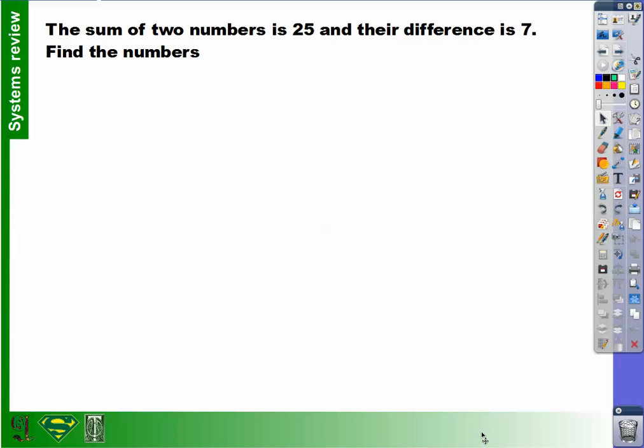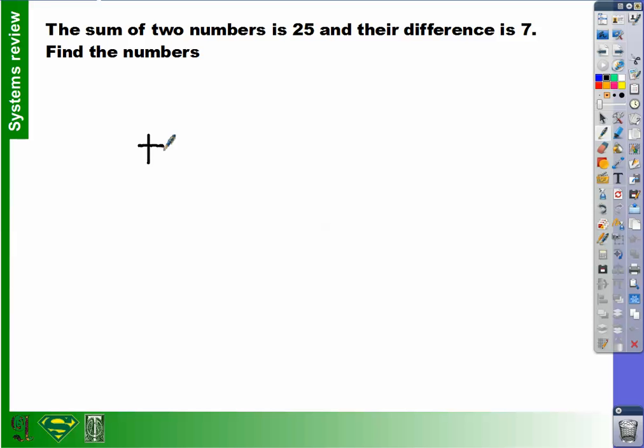So we have to break this down into two number sentences. So let's just go ahead and read. The sum. What does sum mean? It's an addition problem. So right now, I'm going to write plus because it says sum. The sum of two numbers.